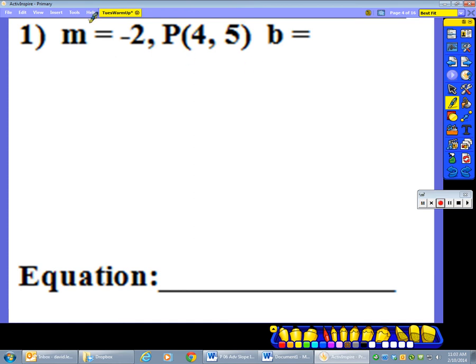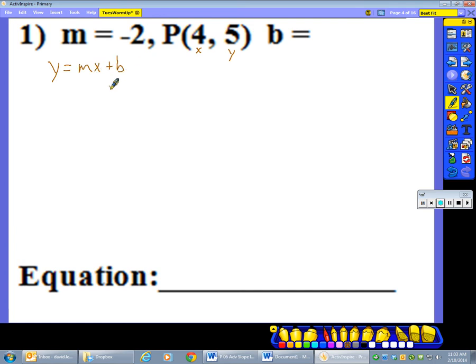So m represents the slope, and this is given to you, and what this notation represents is that a point that falls on this line is 4, 5. So that's where my x value is 4 and my y value is 5. You learned that notation, coordinate pairs, back in 5th grade, and then used it a lot more in 6th grade. And then in order to create an equation, I need to know what the y-intercept is. And of course, we're still using slope-intercept form, which is y equals mx plus b.